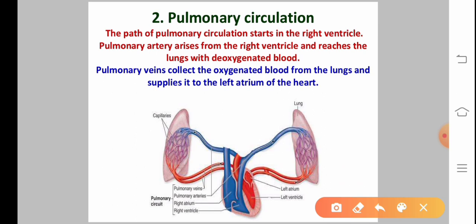From the heart, deoxygenated blood is pumped to the lungs, where CO2 is released and oxygen is absorbed and it becomes oxygenated blood. From the lungs, it is returned back to the heart. Okay, this circulation is known as pulmonary circulation.